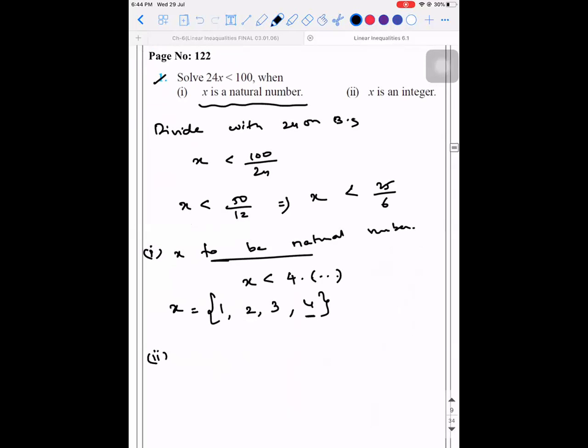If x has to be an integer, Mithun, tell me the answer. x is less than 25 by 6, so the values are dot dot dot, minus 3, minus 2, minus 1, 0, 1, 2, 3, and 4.